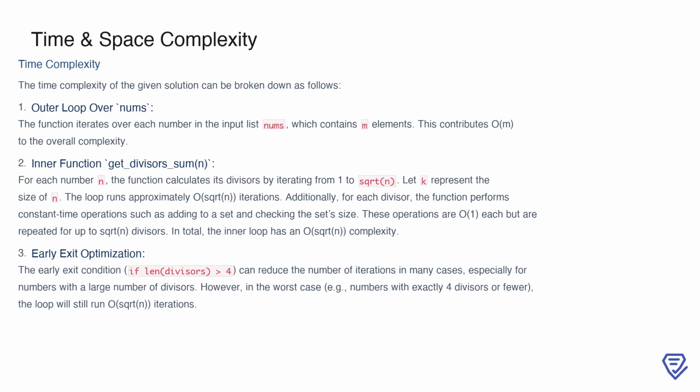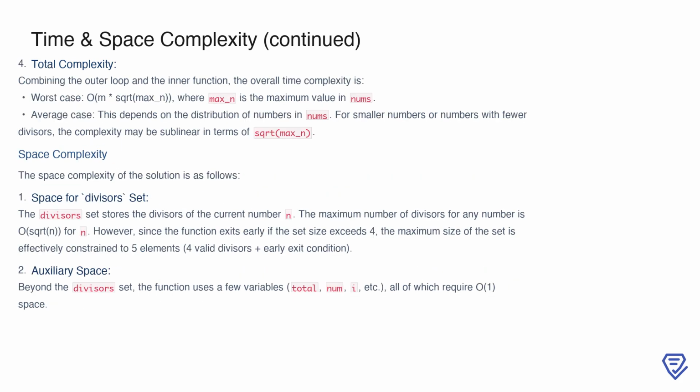Additionally, the early exit condition, which stops further iterations once the number of divisors exceeds 4, helps reduce computation in many cases. However, in the worst case, such as when a number has 4 or fewer divisors, the loop will still run O(sqrt n) iterations. Now looking at the total time complexity, we combine the contributions from the outer loop and the inner function. In the worst case, the solution runs in O(m * sqrt max_n), where max_n is the largest number in the input list nums.